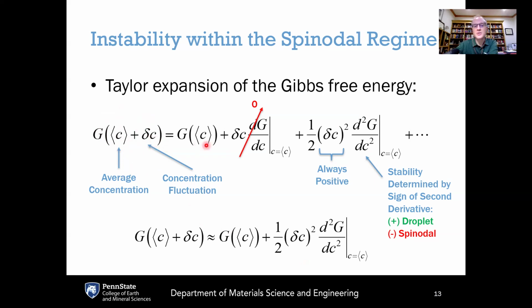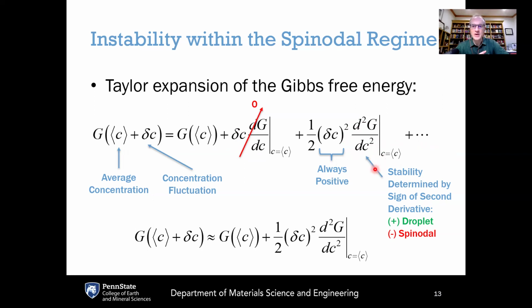Using a Taylor series expansion, we can write that this is equal to the Gibbs free energy of the average concentration, plus the concentration fluctuation delta C times the first derivative evaluated at C equals the average concentration, plus 1/2 (1 over 2 factorial) times the fluctuation squared times the second derivative, plus ... If you continue this Taylor series expansion, there would be the third derivative term, the fourth derivative term, and so on. But the reason we use Taylor series expansions is that we will truncate after a certain number of terms. We're going to truncate this after the quadratic term, the second order term here.